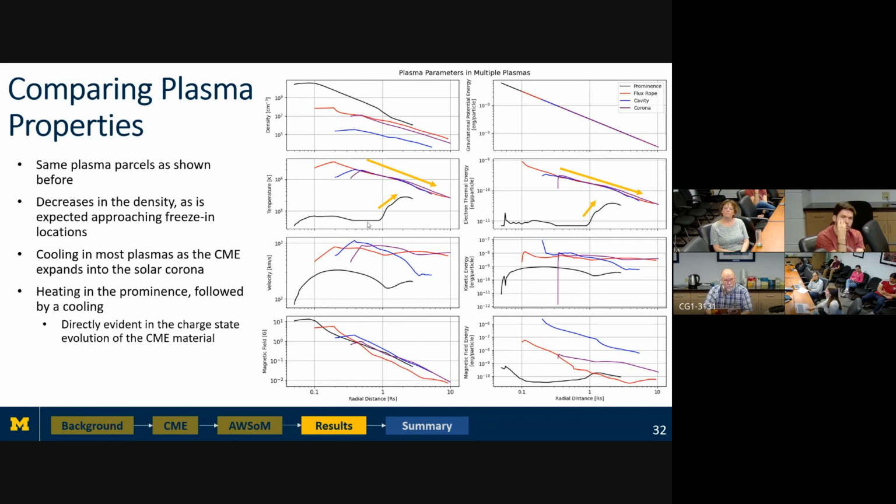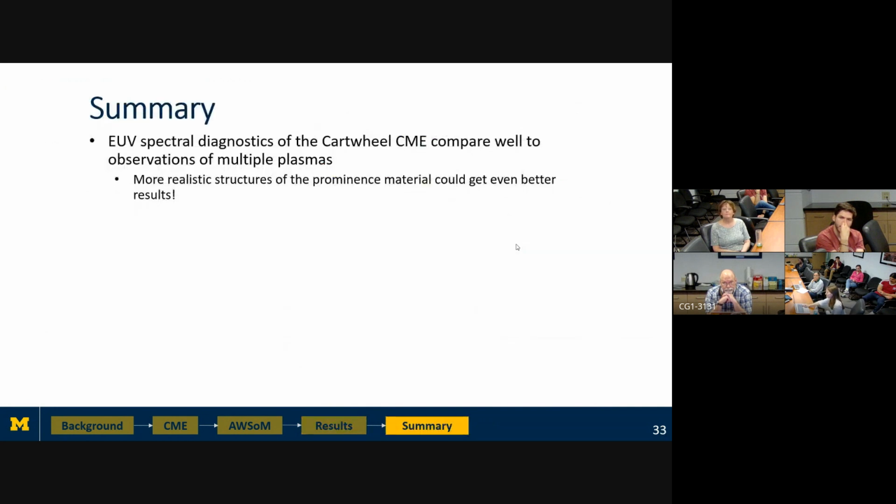And then also going back to what I was showing with the DEM way earlier on, we see that in the prominence material here, we see a lot of heating occurring and a lot of evolution in the electron thermal energy happening close to the sun, where we saw that decrease in that prominence material. So maybe that's a hint as to what might be causing heating very close to the sun. But again, that's something we still need to look a little bit more at. So yeah, that's the last of my results.